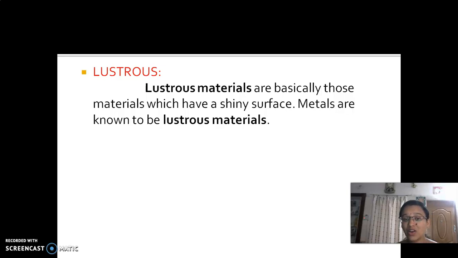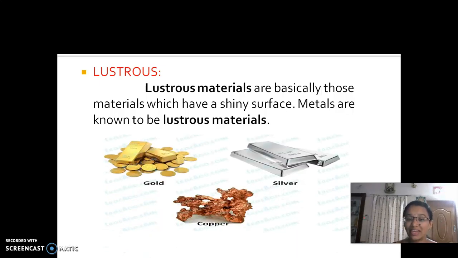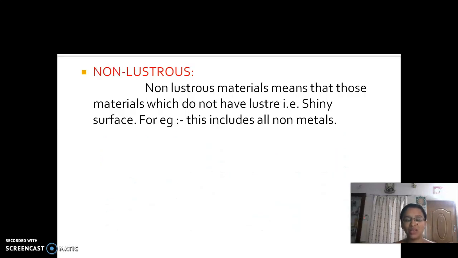Metals are known to be lustrous. The metals have a shiny appearance, so they are lustrous in nature. Gold, silver and copper are some examples of lustrous materials. And what is the second one? Non-lustrous, that is, they do not have a shiny appearance. Example, rock. Is the rock shiny? No. So these include non-metals.